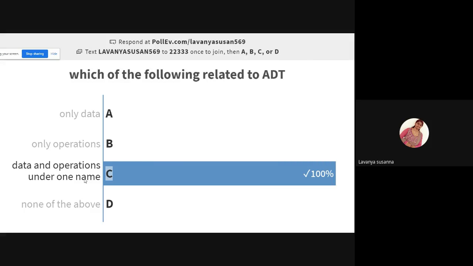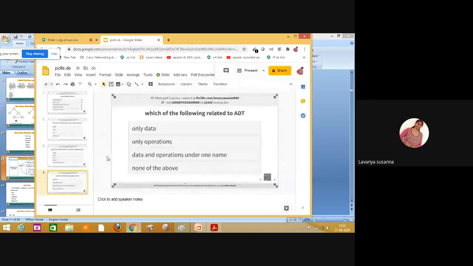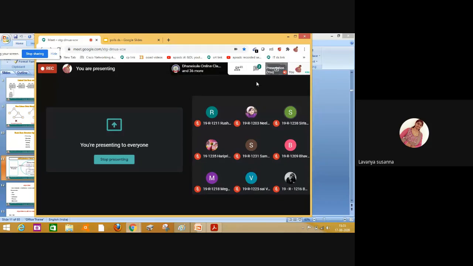Stack ADT means data of a stack and operations of a stack can be viewed as stack ADT. Queue ADT means data of queue and operations of the queue can be viewed as queue ADT. I hope you understood. Okay. Next.